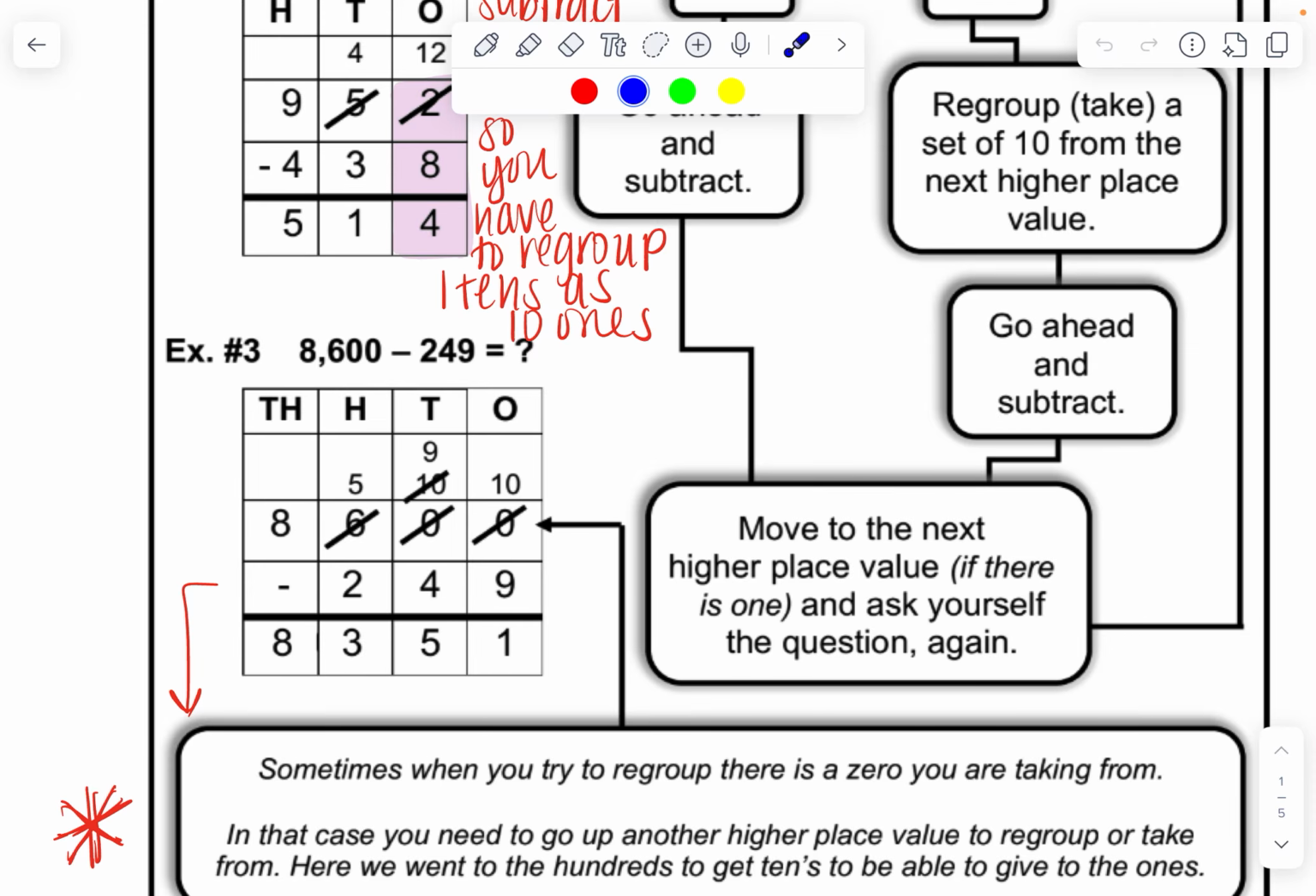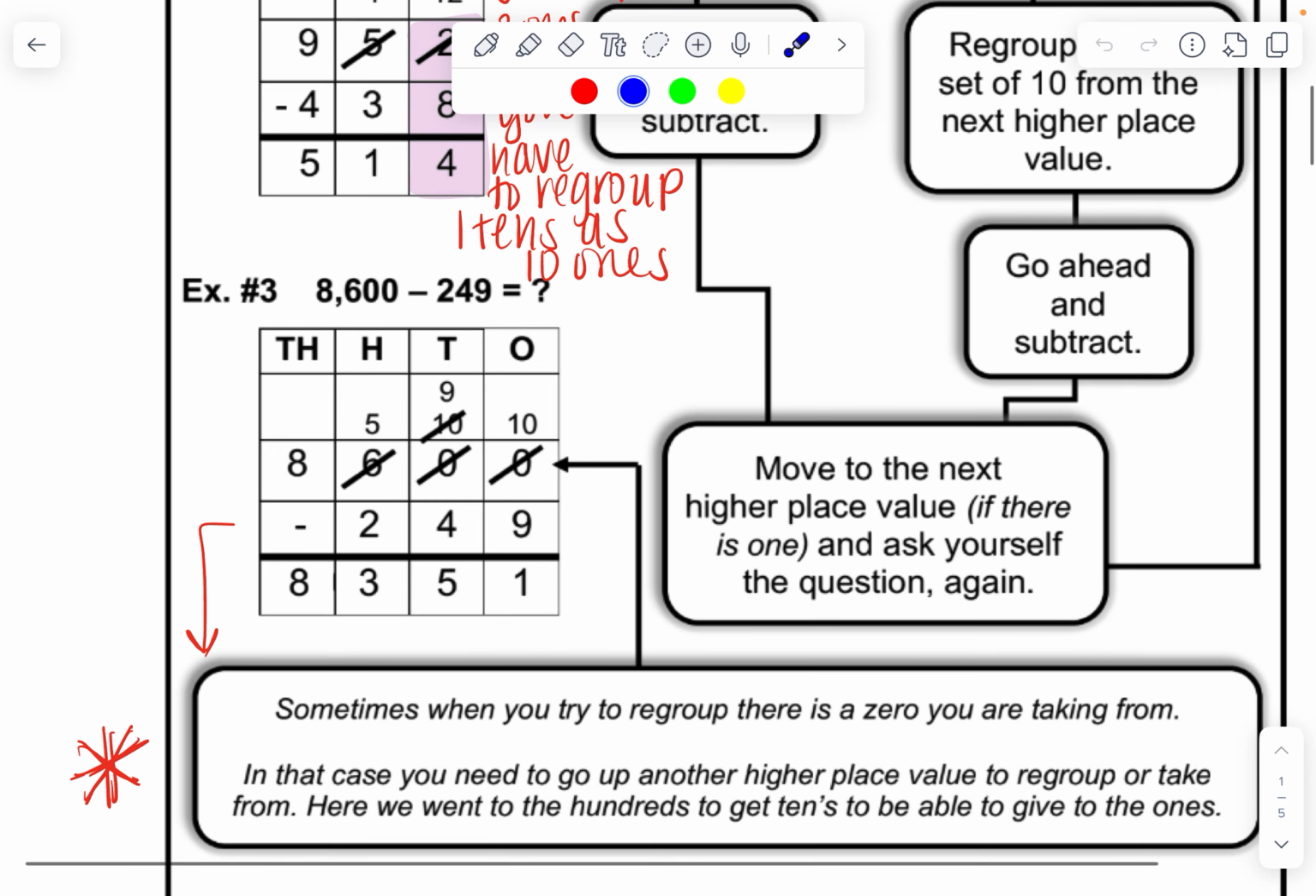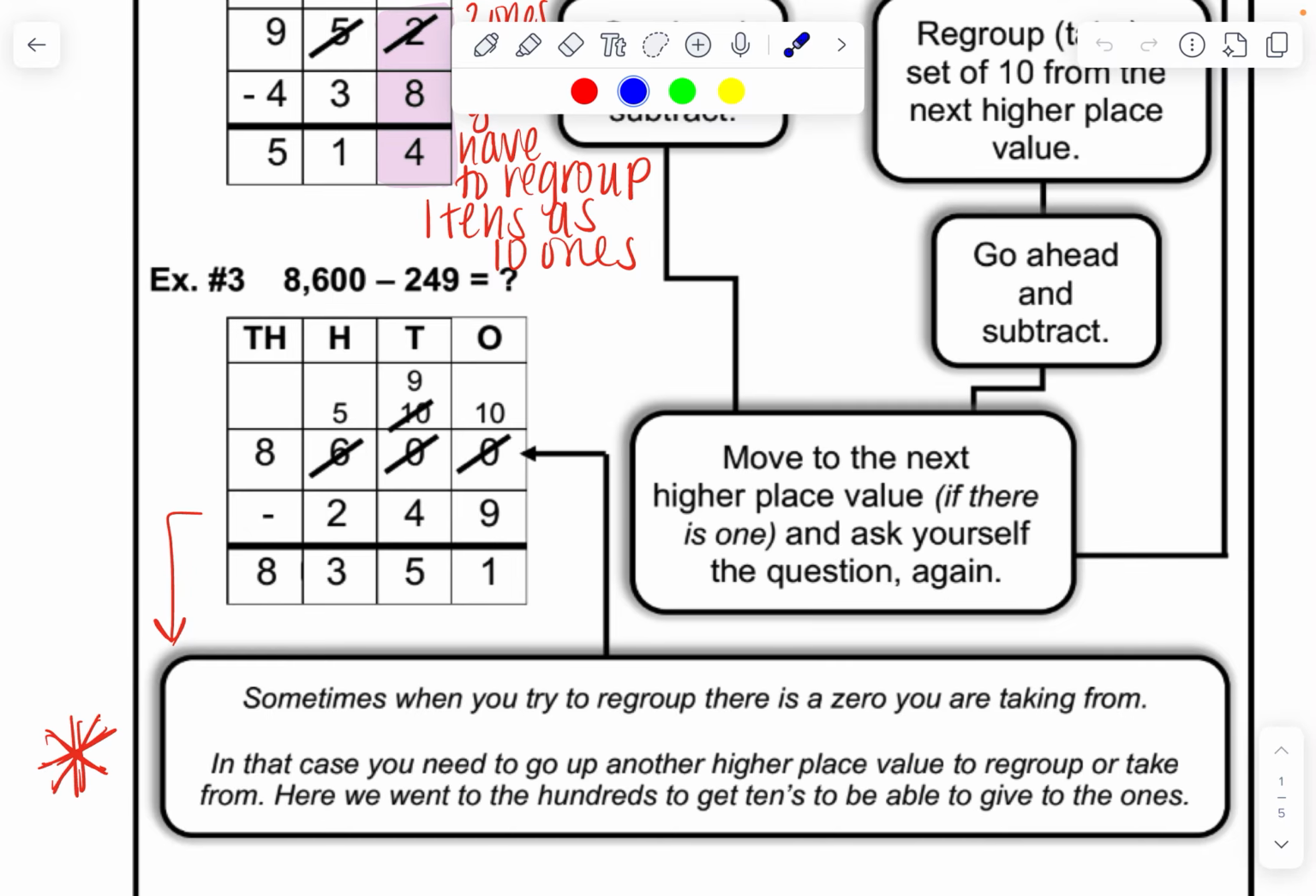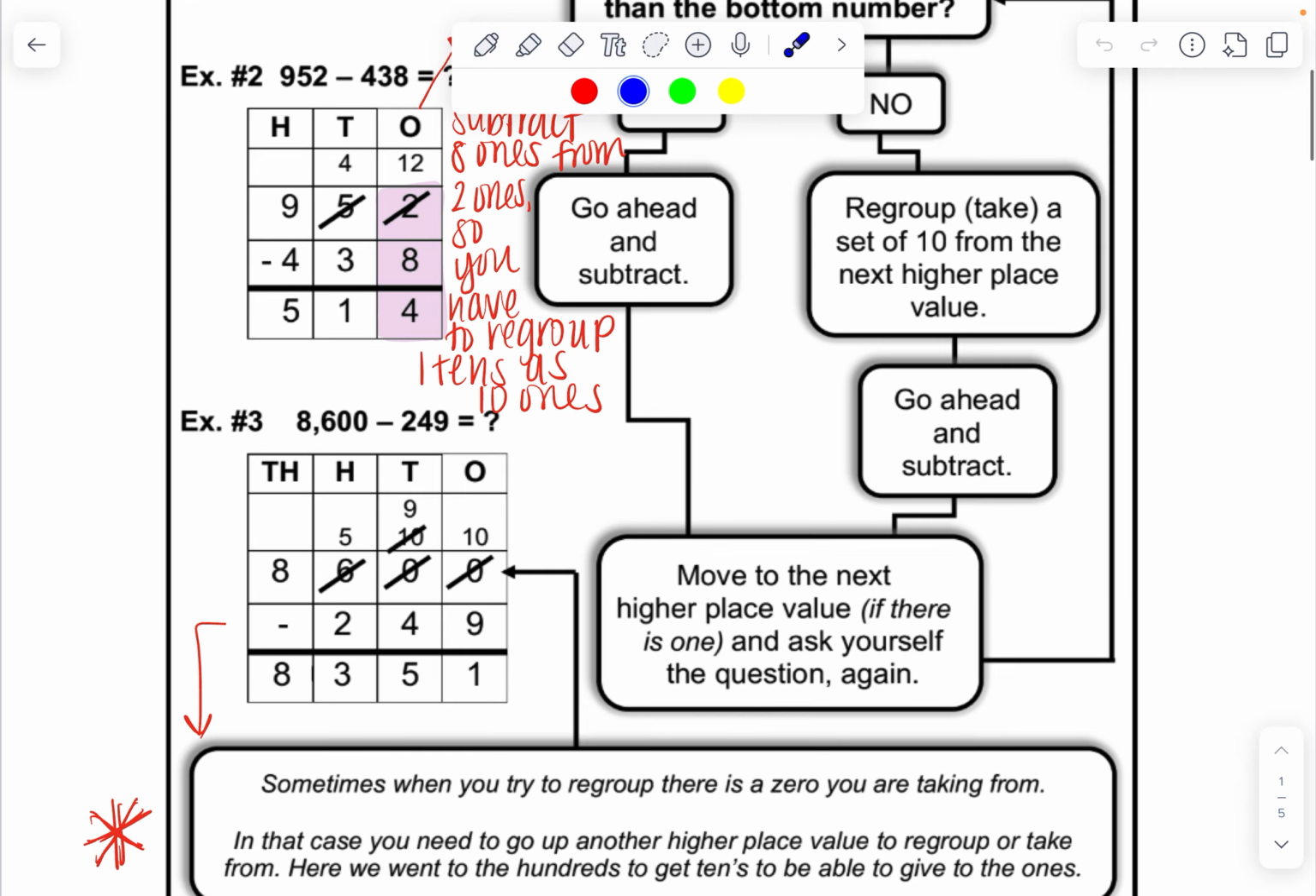because there are zeros in the digits, right? Some of the digits are 0, sorry. And so here is a tidbit. It says sometimes when you try to regroup, there is a 0 you are taking from. In that case, you need to go up another higher place value to regroup or take from. So let's talk through example 3.